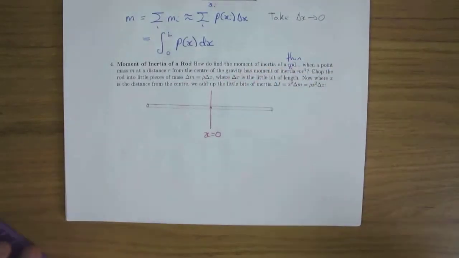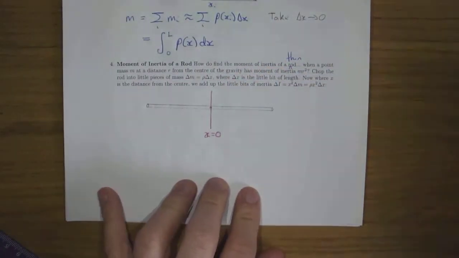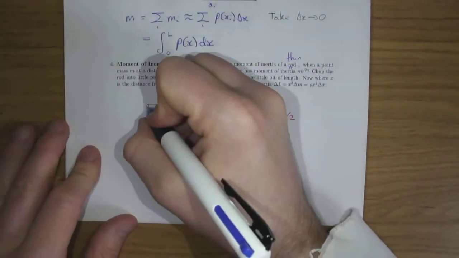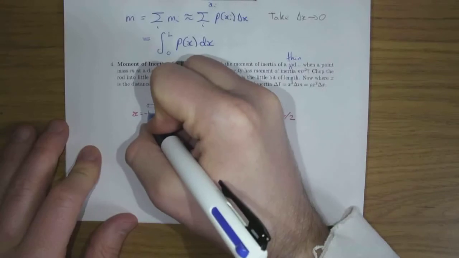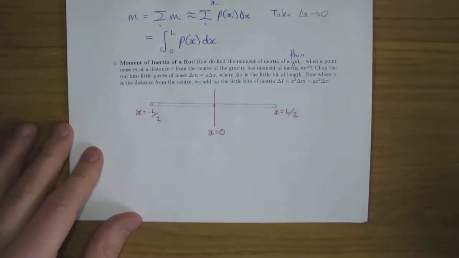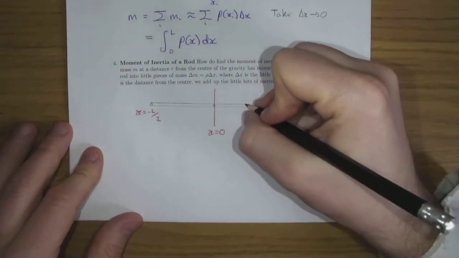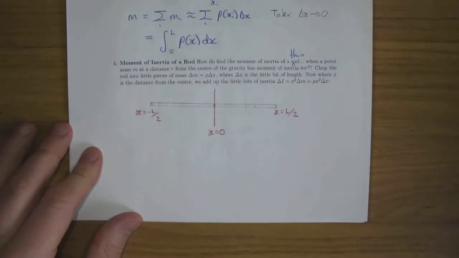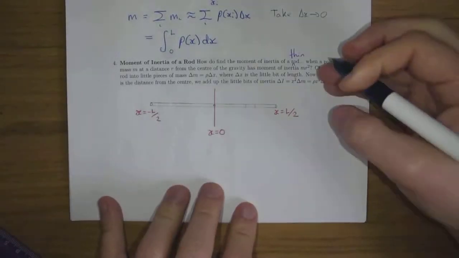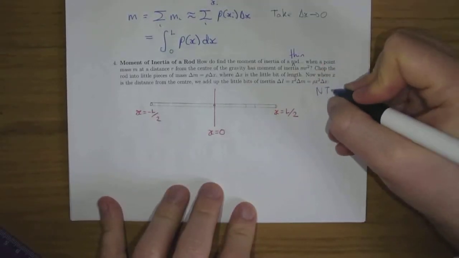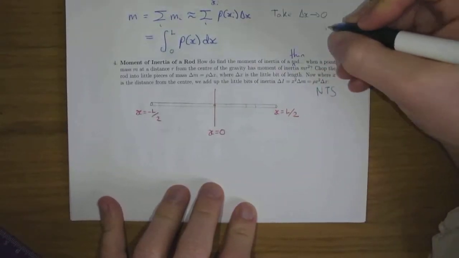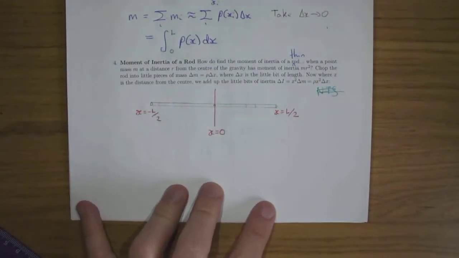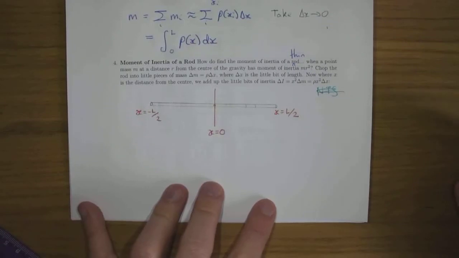I think that's where we're finding the moment of inertia about. Over here you've got x equal to L over 2, and here you've got x equal to minus L over 2. Let's take a little piece, chop it up, a little cylinder. Again, not to scale. Actually here it doesn't really matter; it is to scale because I'm only chopping up once. So what is the moment of inertia of this?